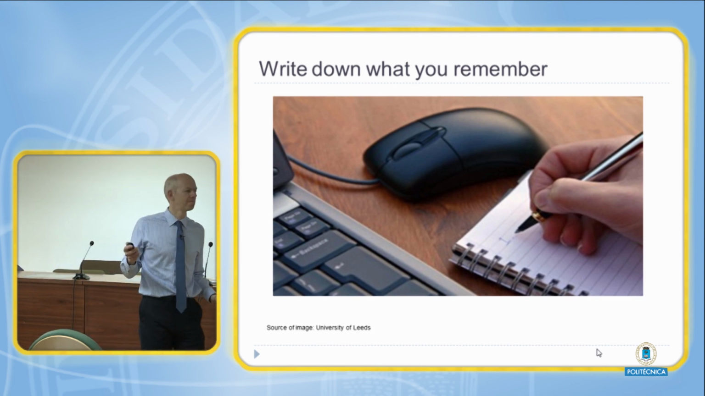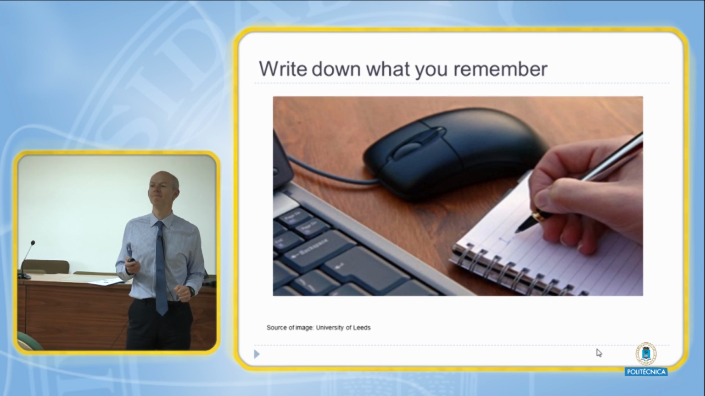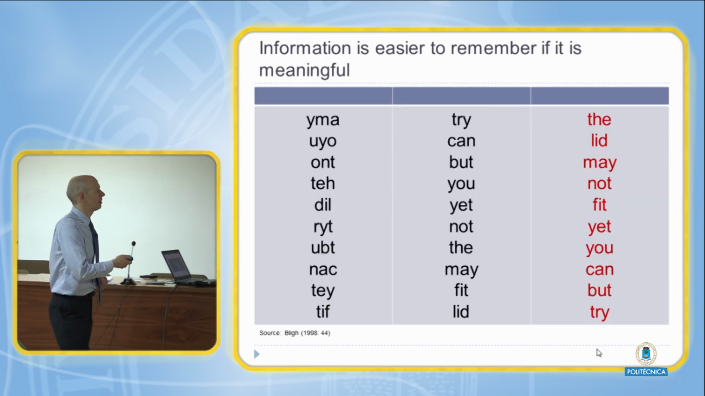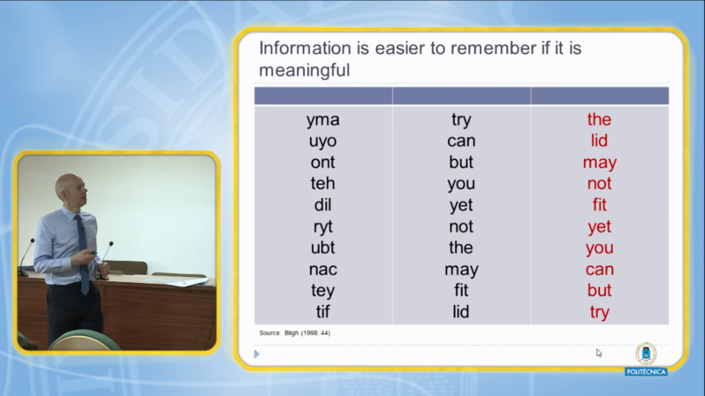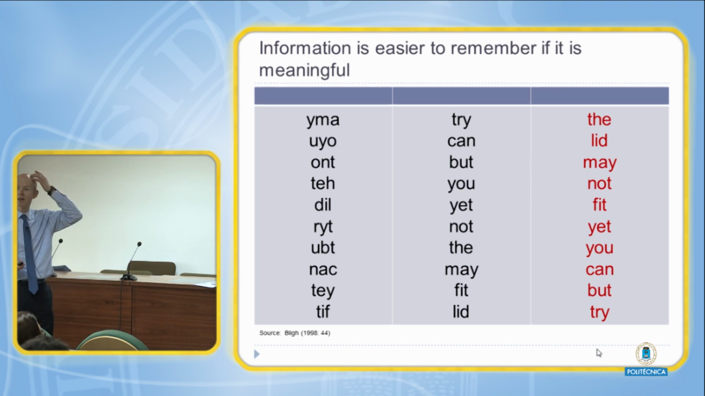How is that? Difficult? Okay, let's have a look. Now, you may have found that the information on the right in red was the easiest. Yes. In this case, this is just an example, as you can see, that information is easier to remember if it's meaningful.